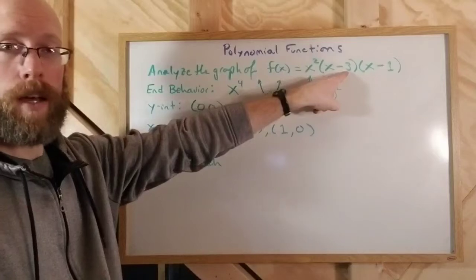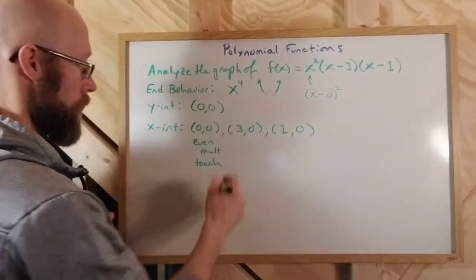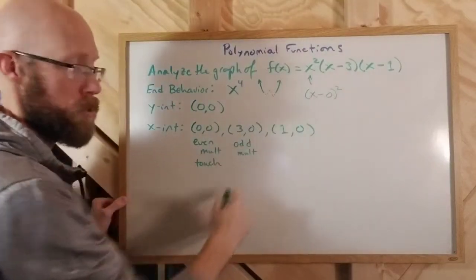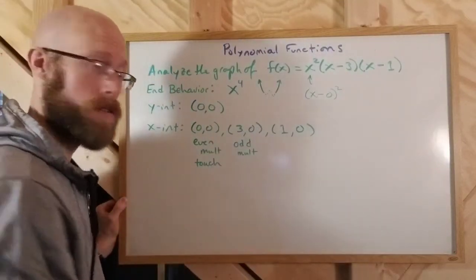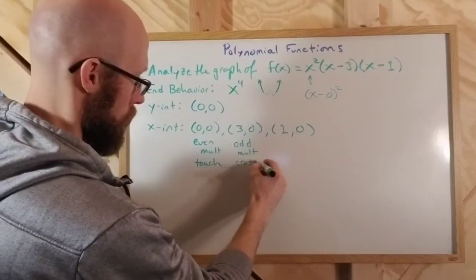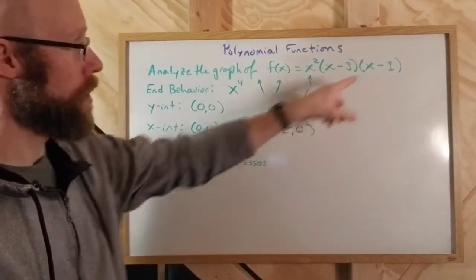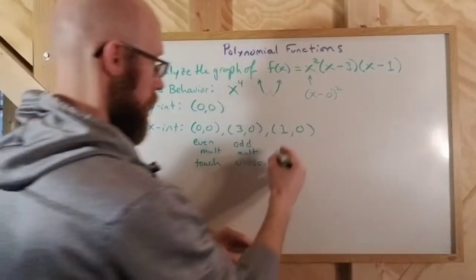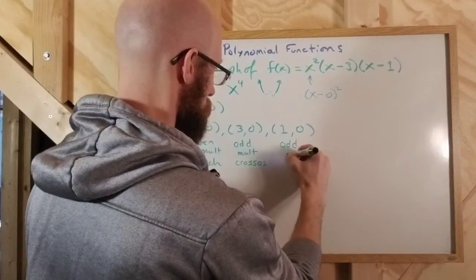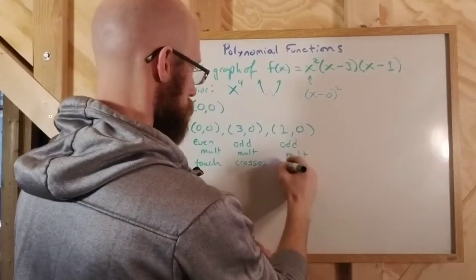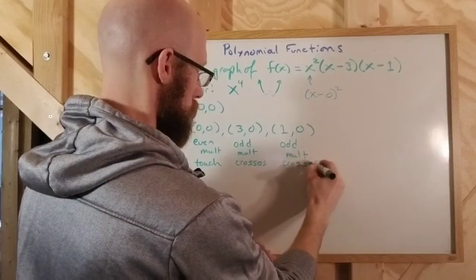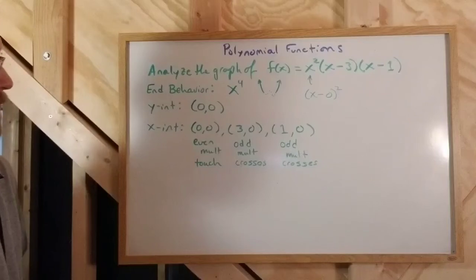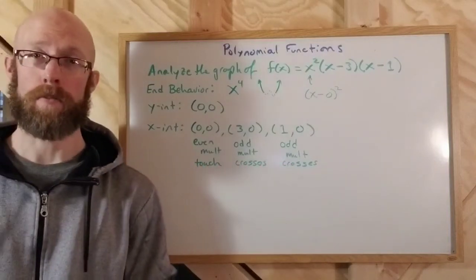At 3, the multiplicity is 1, so it's an odd multiplicity. And remember, with an odd multiplicity, we know the graph crosses the x-axis there. Same thing with the 1. The 1 has multiplicity of 1, and because it is odd multiplicity, it's going to cross the x-axis as well. All right. So that gives us some very important information.